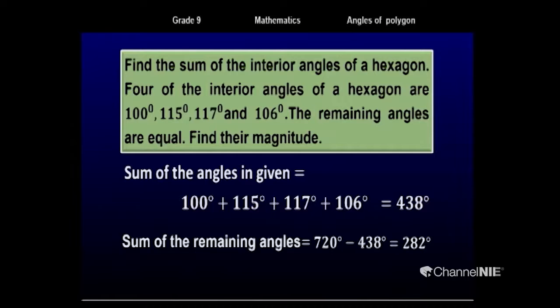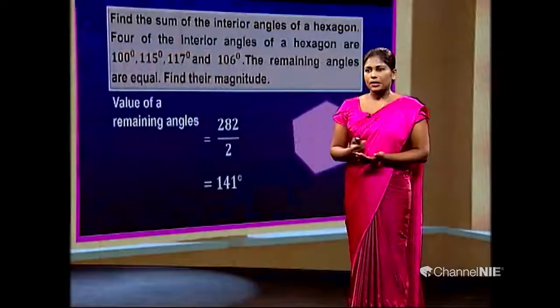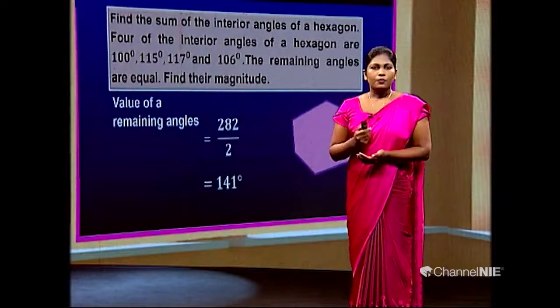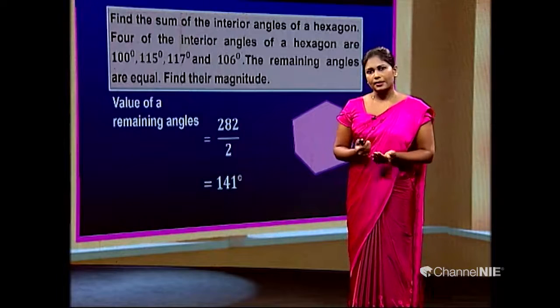Then what do we have to do? Divide by 2. The value of a remaining angle is 282 divided by 2. You can obtain the answer 141 degrees. Now we discussed that question and solved it, then took the value. But there is another method. You can simplify using that method also.